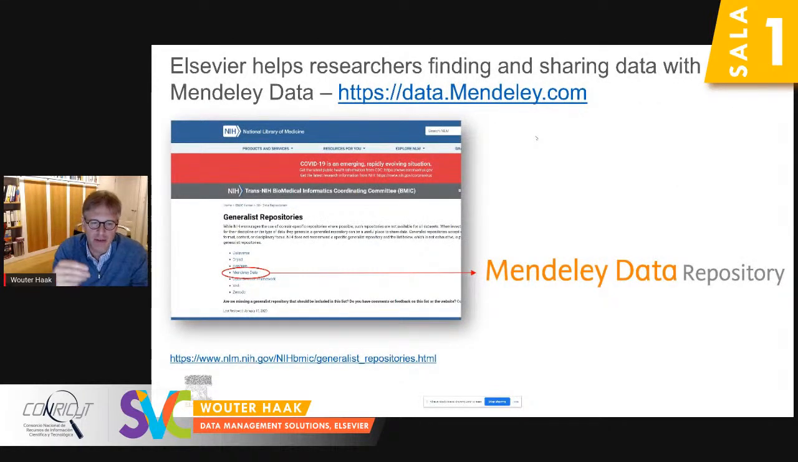First, I'd like to point out that it is actually quite easy to share data. If you don't know where to share, and there is no subject or domain repository, go to one of the advised generalist repositories. The list I'm picking out here is from the NIH. The NIH says, hey, there are good open data repositories out there. Use one of those. It works. Mendeley Data is the one from Elsevier. That's why I'm highlighting it, but I'm not discounting the others. They're also good data repositories.